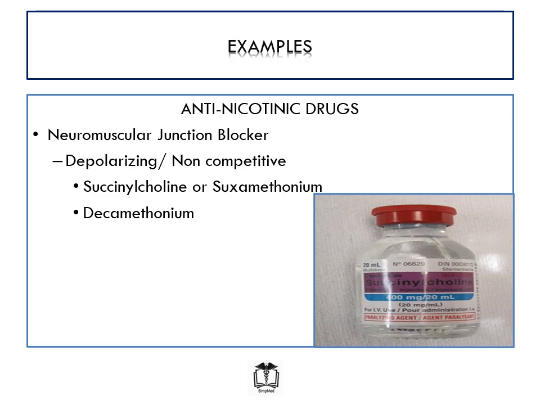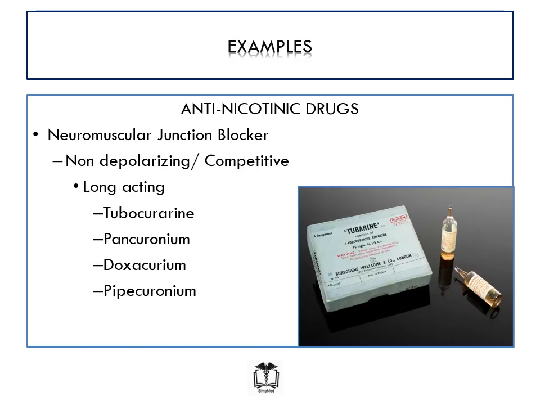Moving on to the neuromuscular junction blockers, they are also further classified as depolarizing and non-depolarizing. Depolarizing drugs are also called non-competitive, and the two common examples you need to remember are succinylcholine, also called suxamethonium, and decamethonium. For the non-depolarizing or competitive neuromuscular junction blockers, we have them further sub-classified as either long-acting drugs, short-acting drugs, and intermediate-acting drugs. And it's important to note them. So for the long-acting drugs, we have drugs like tubocurarine, pancuronium, doxacurium, and pipecuronium.